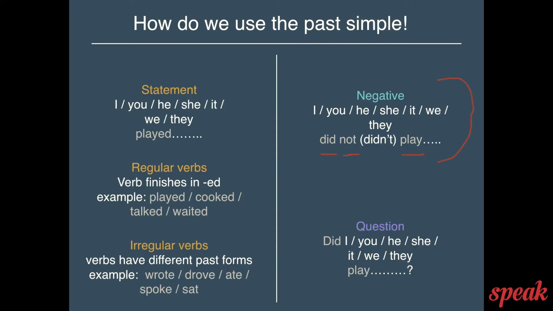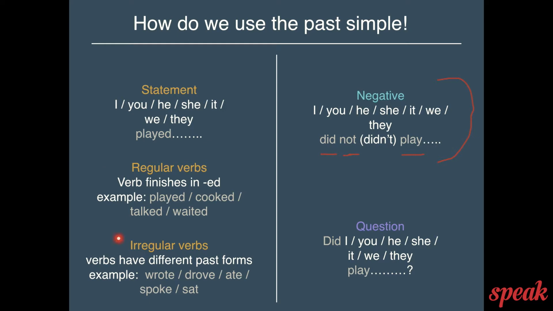So, here we have I did not play. You did not play. She did not play. It did not play. We did not play. They did not play. Always the same, and it never changes. The negative is exactly the same for the regular verbs and the irregular verbs.